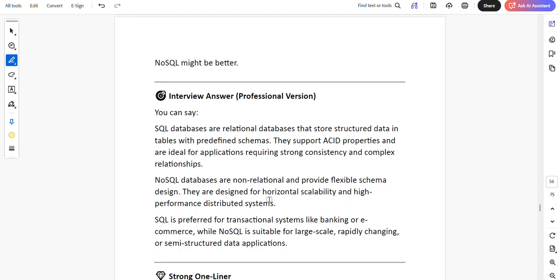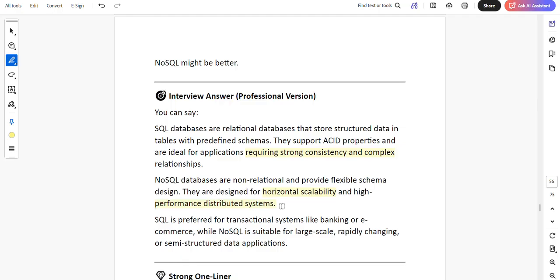Suppose an interviewer asks you what to answer about SQL databases, NoSQL databases, and when to use which one. You can simply say that SQL databases are relational databases that store structured data in tables with predefined schemas. They support ACID properties and are ideal for applications requiring strong consistency and complex relationships. NoSQL databases are non-relational and provide flexible schema design. They are designed for horizontal scalability and high performance distributed systems.